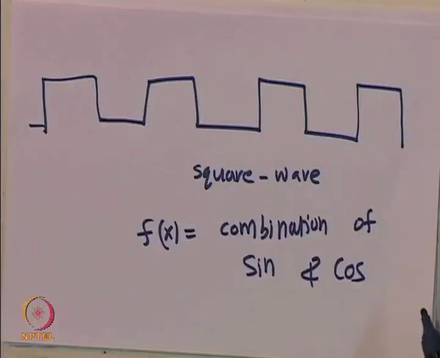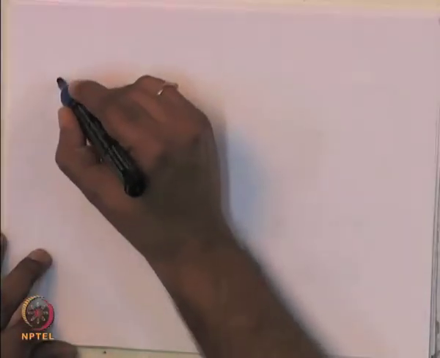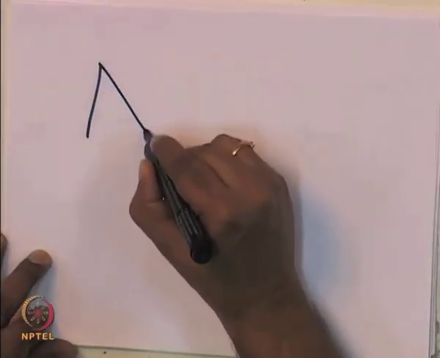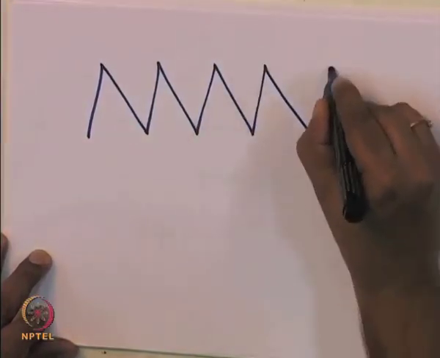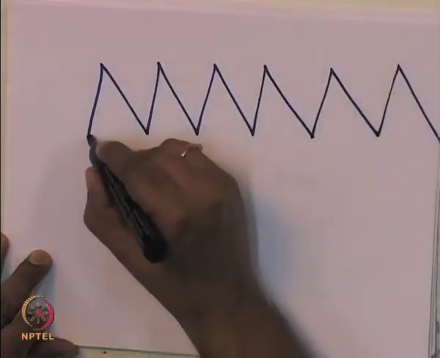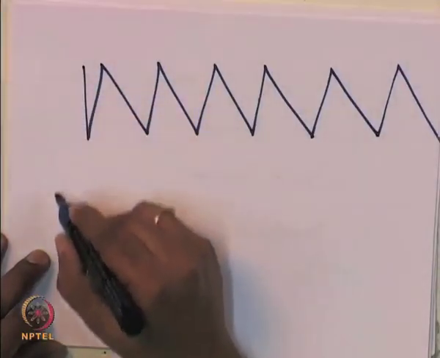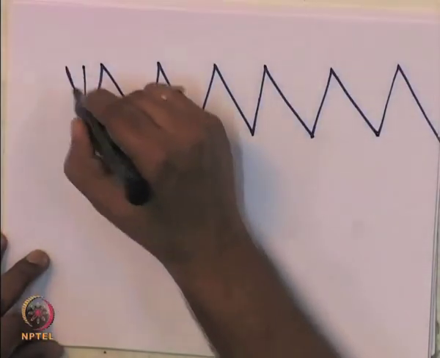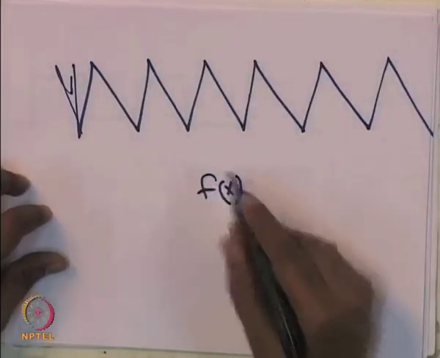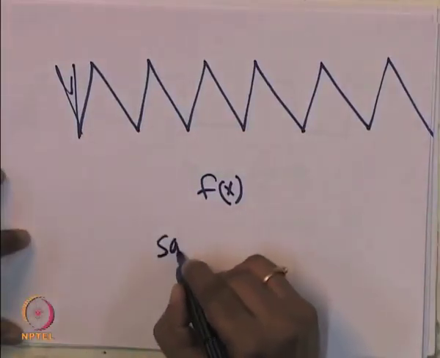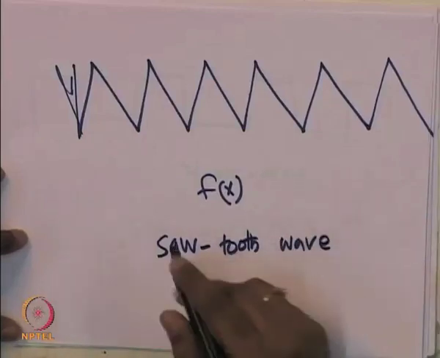This is the claim. Can you think of some other periodic functions? We can even think of many kinds of waves. There is something called a sawtooth wave. If you have a wave like this, this can also be described by some function f of x, which is a combination of sine and cos. We can call this a sawtooth wave. It is like a sawtooth.